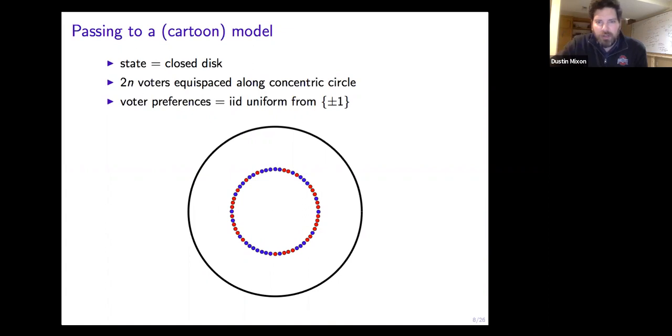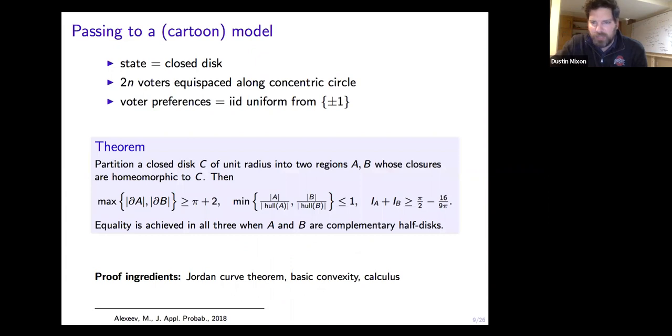So you might wonder, what is the most geographically compact way to divvy up this state into 2 districts? If I need to break this up into 2 equal districts, what's the least bizarre shape choice? And your instinct is 2 half disks. Cut it up according to a line going across the middle. And that intuition happens to be exactly correct for every notion of geographic compactness in this sense.